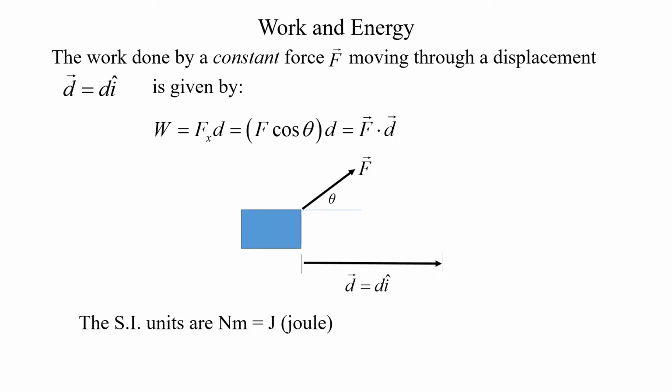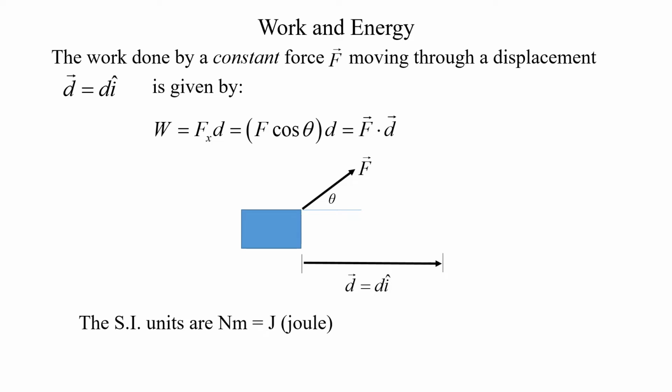All right, so again, the work done by a constant force moving an object through a displacement is given by the component of the force in the direction of the motion times the distance that the force moves the object. So looking at the diagram here, we see we're doing the dot product of the force and the displacement.